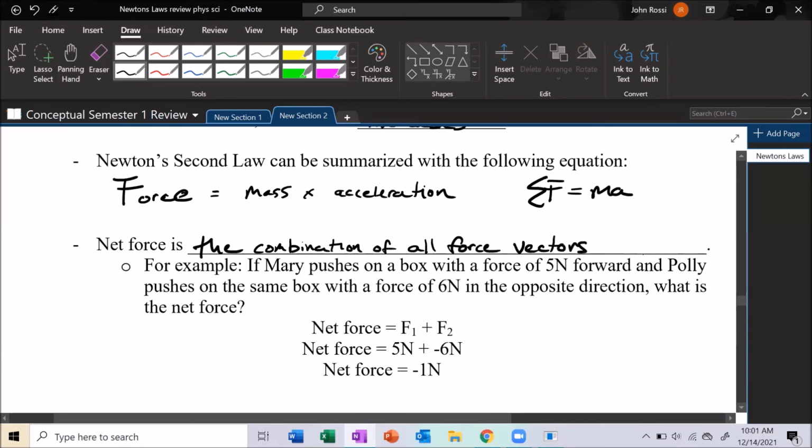The net force is really the sum, or the combination, of all the force vectors. Force 1 plus force 2 is net force. Well, what if they're going in opposite directions? You have a positive 5 and a negative 6. Well, the net force, or the combination, the sum of that, is a negative 1.